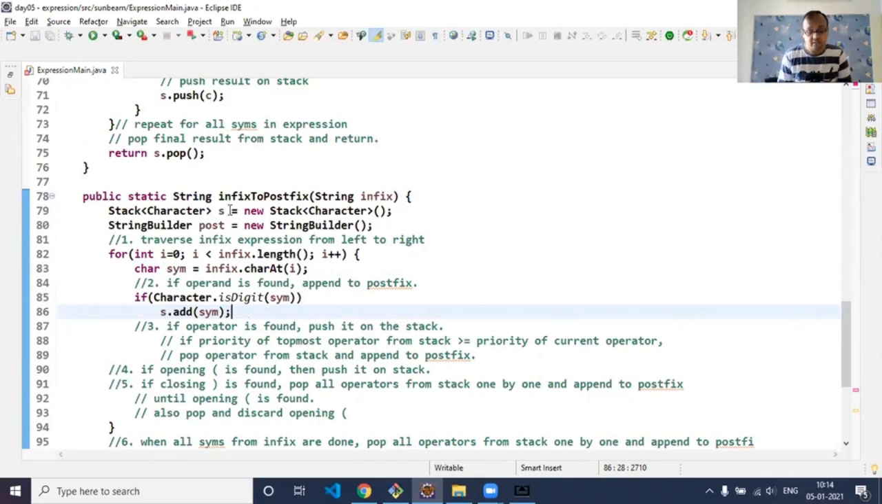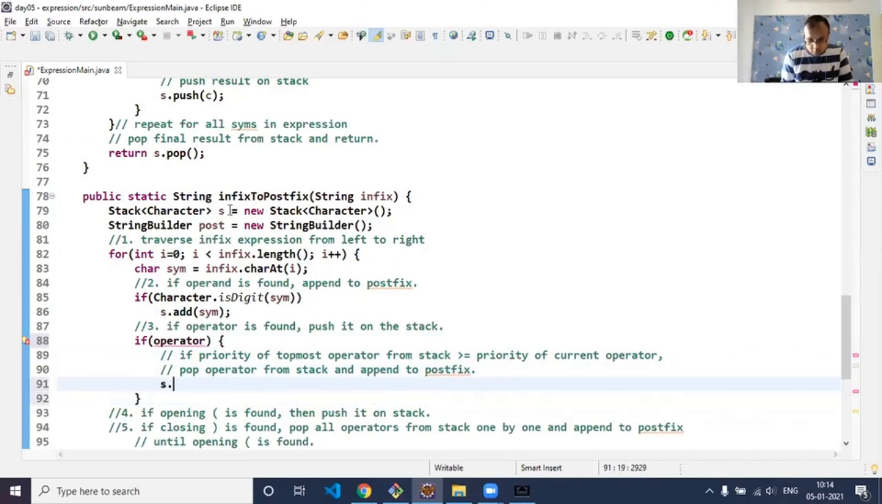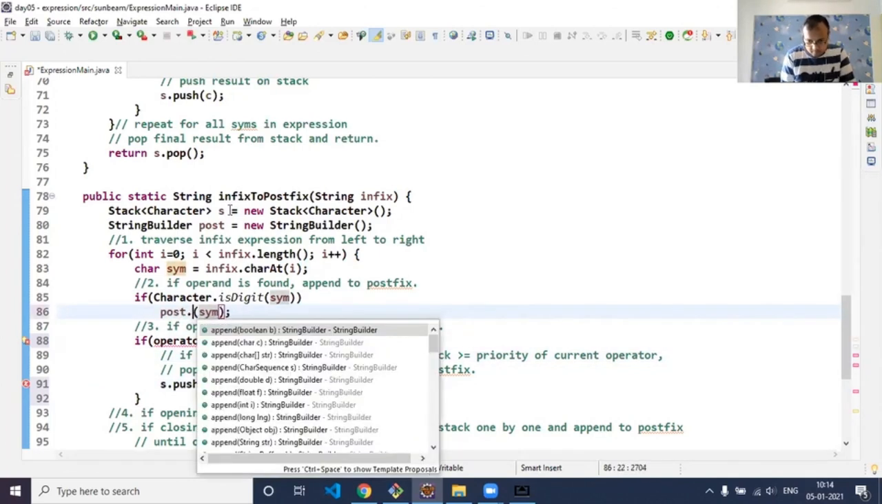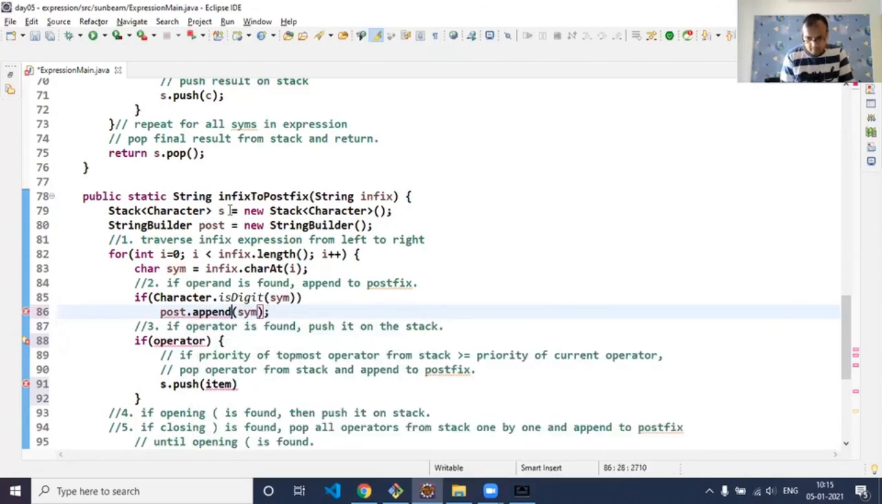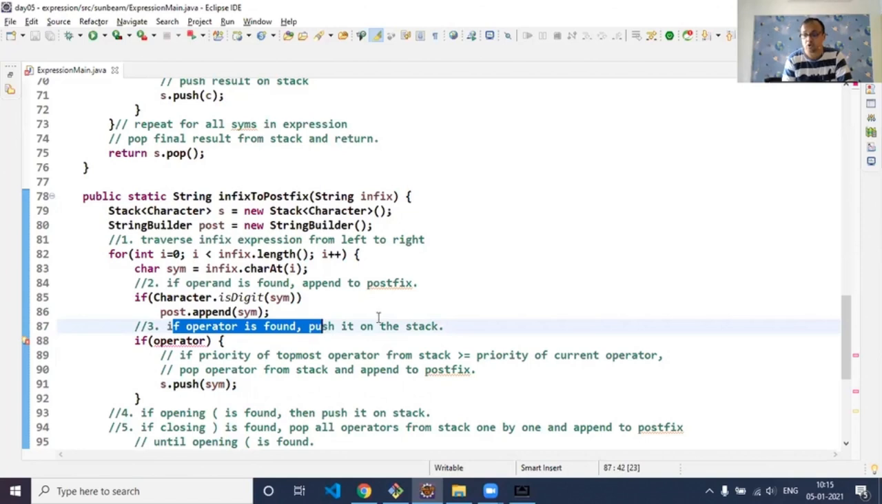What is next? If an operator is found, how do I know that it is an operator? कैसे ढूंढना है मैं बाद में बताता हूँ. If it is an operator, क्या करना है? Put it onto the stack. So let me push it onto the stack. s.push, and I want to push it onto the stack. So what we are saying is that if an operator is found, push it onto the stack. तो हम लोग उसको stack के ऊपर push कर रहे हैं.